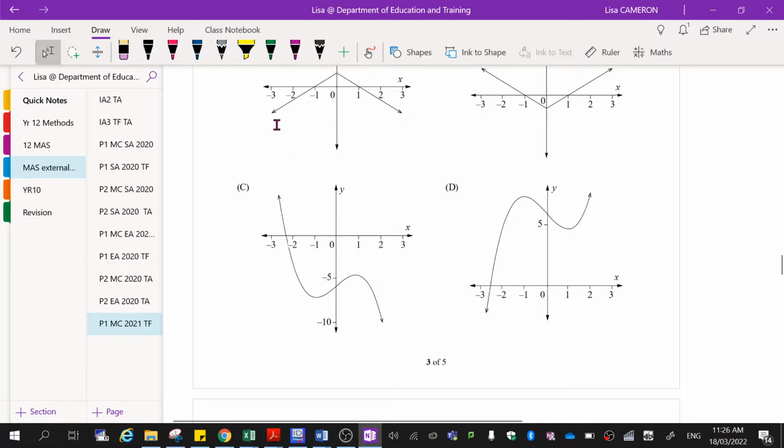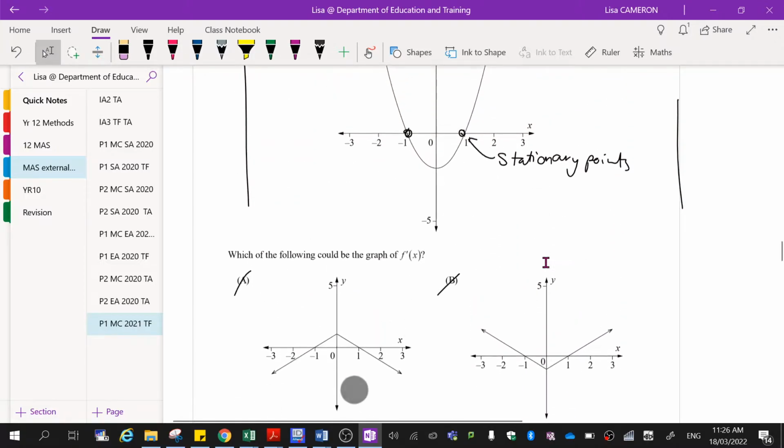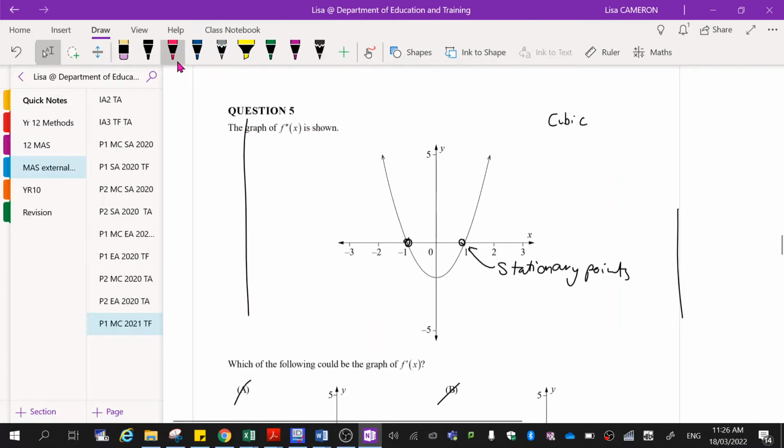So here we've got a stationary point at -1, good. Stationary point at 1, also good. Here at 1, here at 1. Okay, so that doesn't help us because that fact fits both. Let's look for our next piece of information.